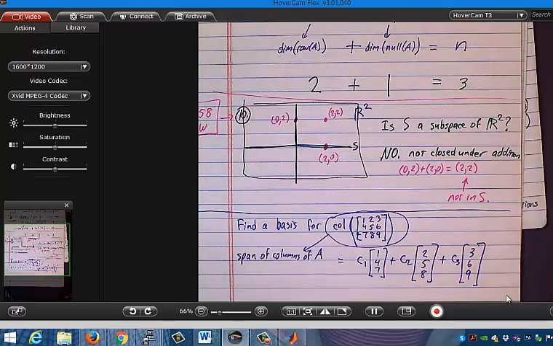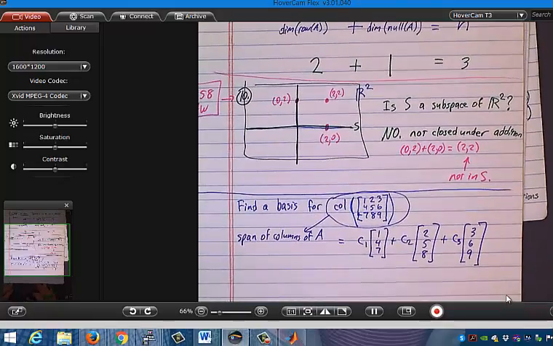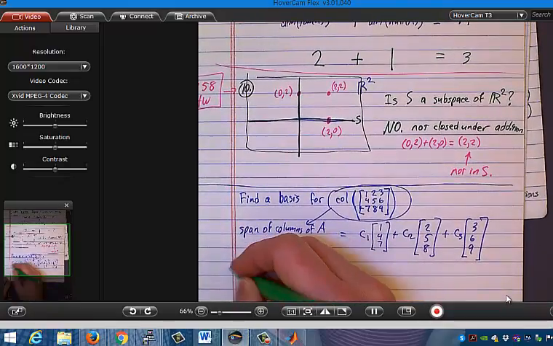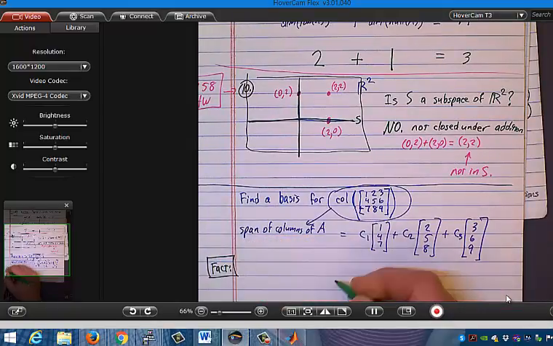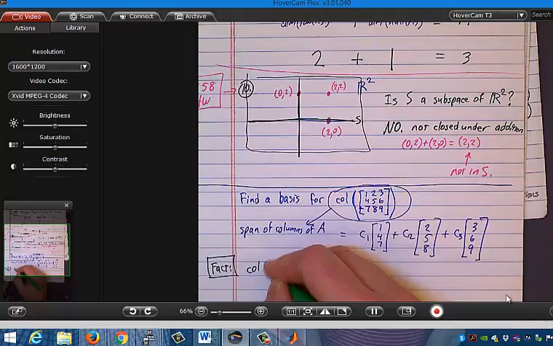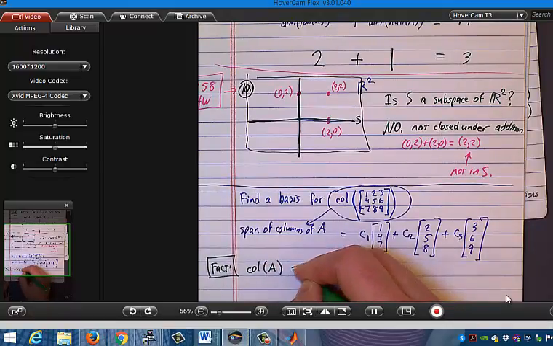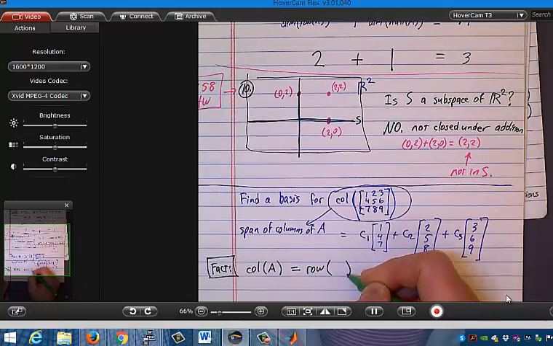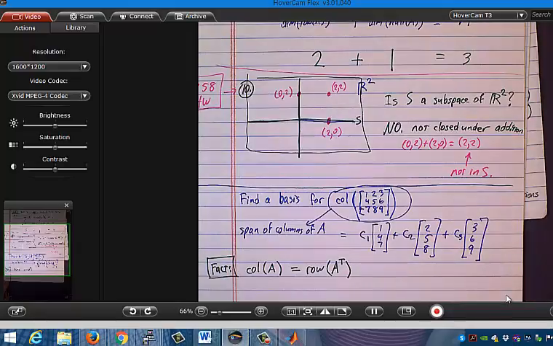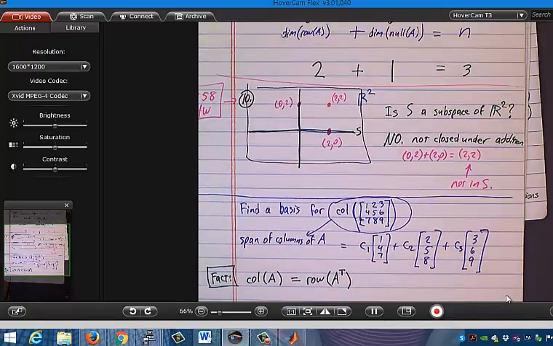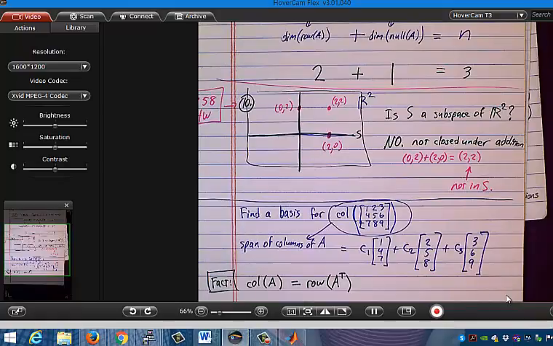Well, it's interesting. If you think about it, isn't it true? Here's a fact. The column space of A has to be equal to the row space of what? A transpose. That's right. I mean, that makes sense, right, guys? That's by definition. So one way to do this problem would be this.